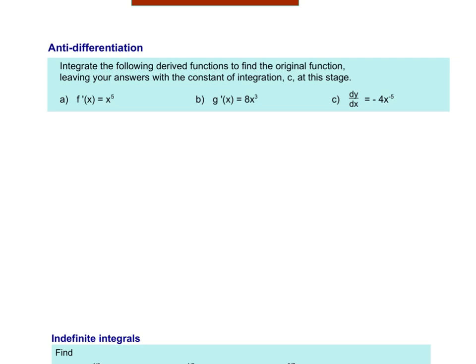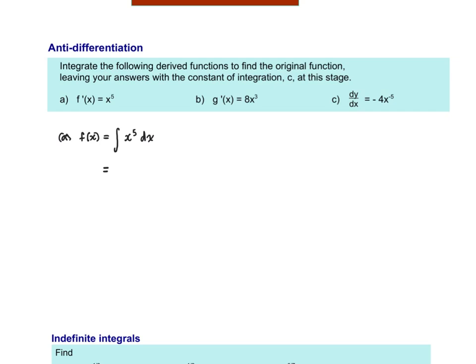So for question A, we are going to integrate x to the power of 5 with respect to x in order to try and get back to the original function. I think I should maybe change my notation slightly. I'm going to just change that a little bit. We are trying to figure out what the original function is, and it is going to be the integral of x to the power of 5 integrated with respect to x.